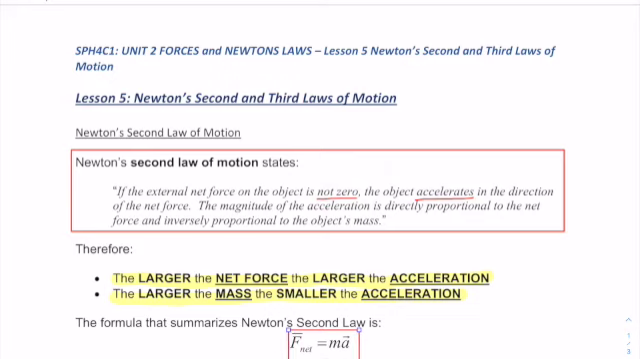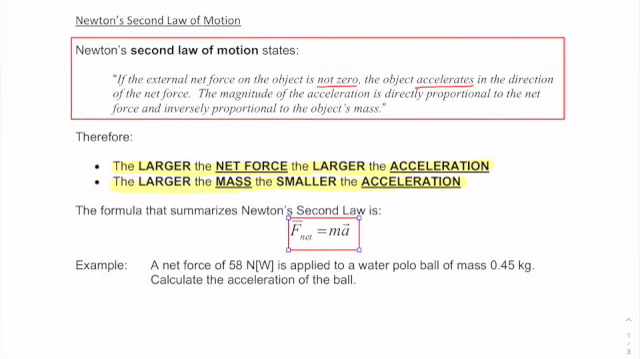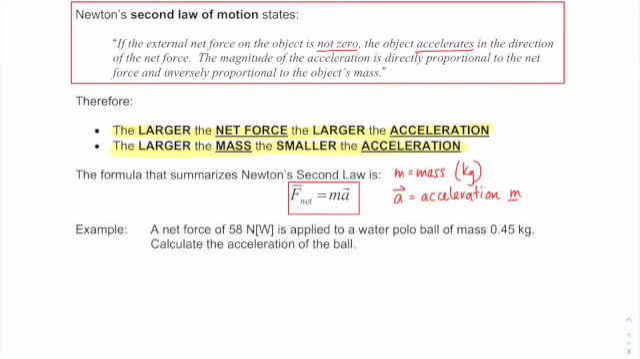Newton's second law can be summarized with this one equation, which states the net force is equal to the mass times acceleration, where m is the mass, and the mass is measured in kilograms, and acceleration can be reported in meters per second squared, or an equivalent unit is newtons per kilogram. These two are the same.